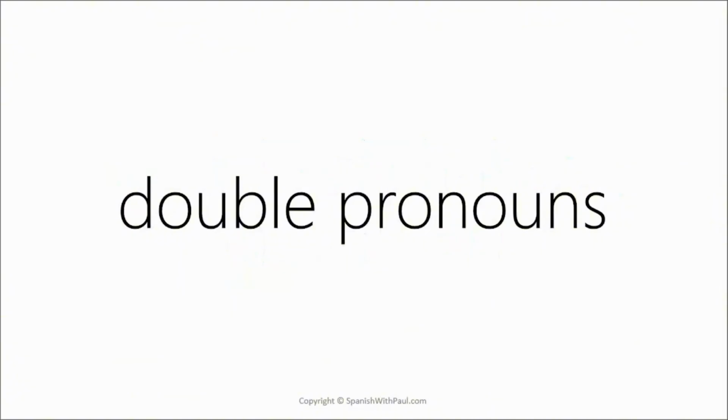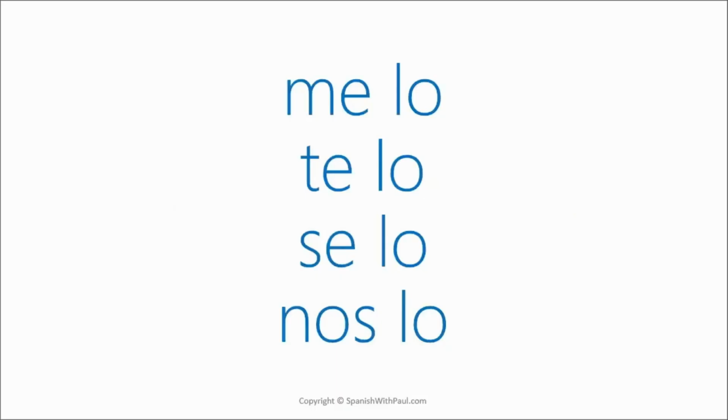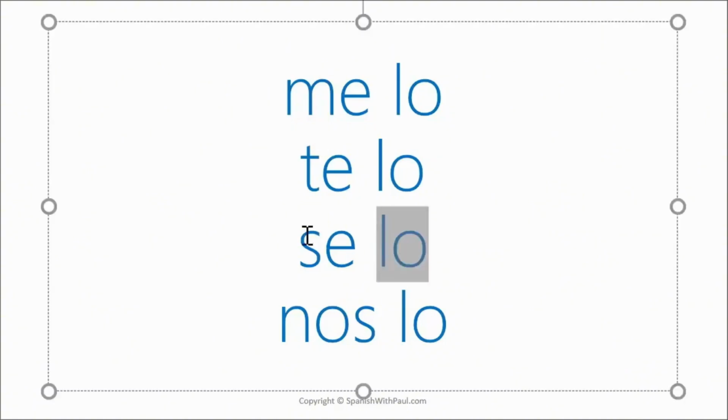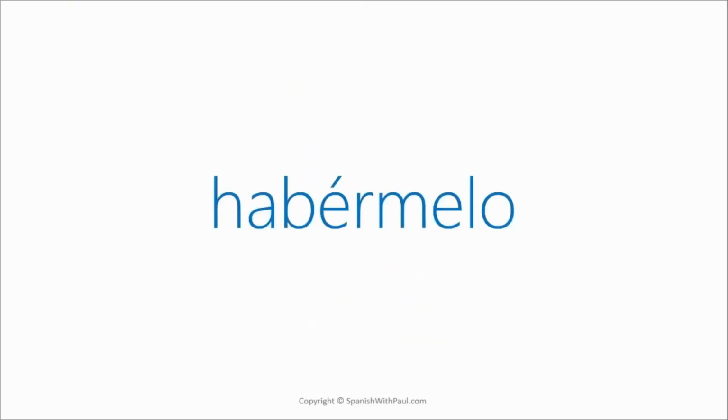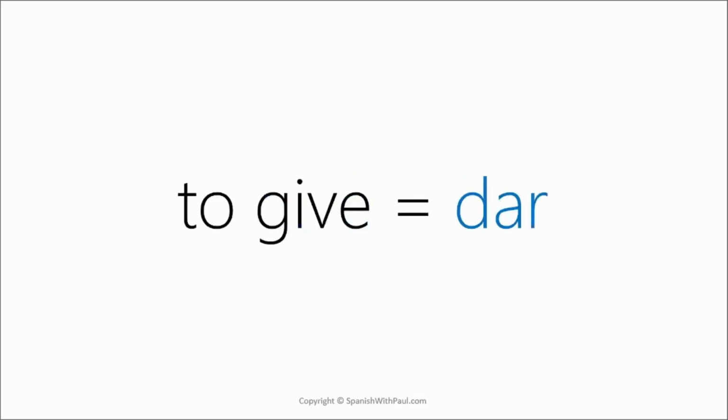Next up, let's talk about dealing with double pronouns. Again, these will be added onto the end of haber. And if you remember, the sounds were melo, telo, selo, and noslo. So it to me, it to you, it to him, her, or them. This one is very powerful. And finally, noslo, it to us. Taking them on to the end of haber, they would look like this, written all in one word. So habérmelo, habértelo, habérselo.